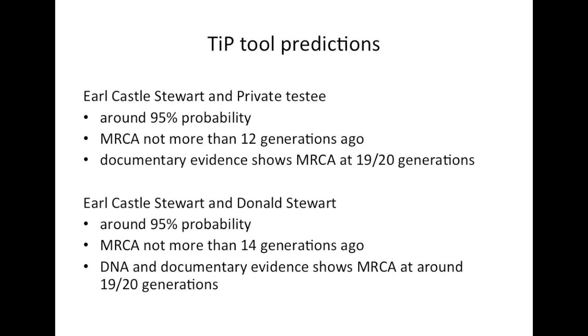Now, using that, we find that at around a 95% probability, between Earl Castle Stewart and the private testee, the most recent common ancestor was predicted to be not more than 12 generations. Similarly, between Earl Castle Stewart and Donald Stewart, MRCA not more than 14 generations ago. But looking at the documentary evidence, we see that that was in fact 19 to 20 generations ago. Quite a considerable difference, as you can see.